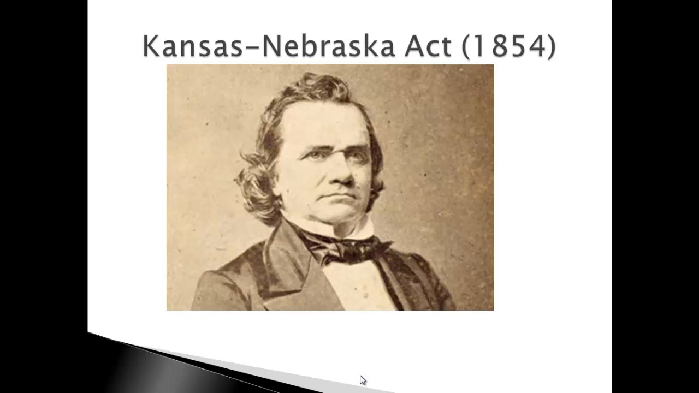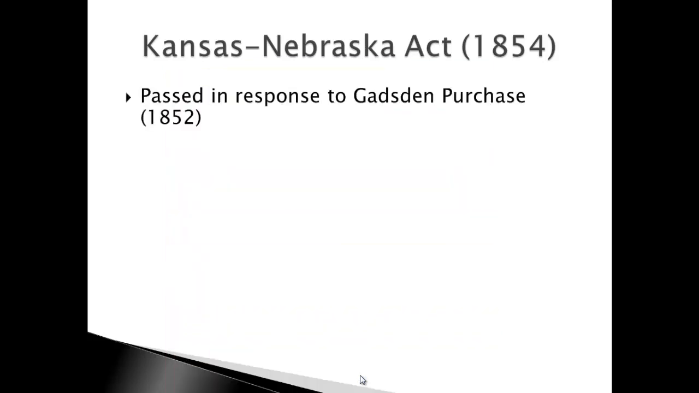Okay, the Kansas-Nebraska Act in 1854 is a very important act that is pushed by this guy here, Stephen Douglas, nicknamed the Little Giant. He played a part in the Compromise of 1850 as well, and he is a big believer in popular sovereignty. So the Kansas-Nebraska Act is passed in response to the Gadsden Purchase, that little plot of land in the southwestern United States that was purchased in 1853.